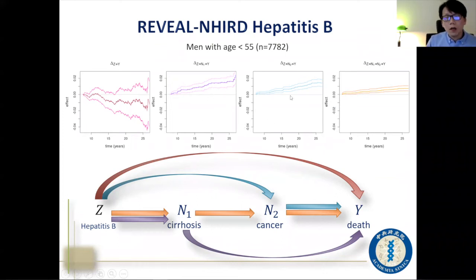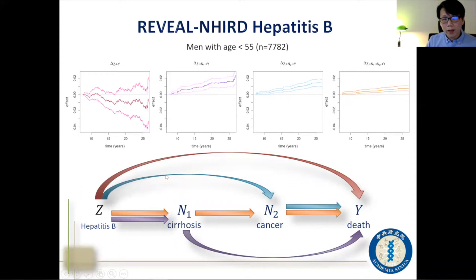Finally, we apply our proposed estimator to the cohort study that I introduced at the very beginning, and we estimate the 4 path-specific effects. To remind you, Z is the hepatitis B status, N1 is liver cirrhosis, N2 is liver cancer, and Y is mortality. The red curve stands for the effect not through liver cirrhosis or cancer. It turns out it is not significant. In other words, most of the effect of hepatitis B on mortality is through either cirrhosis or cancer.